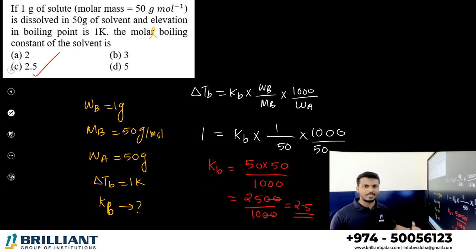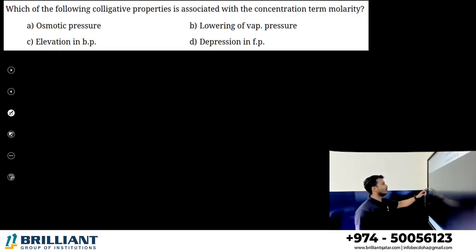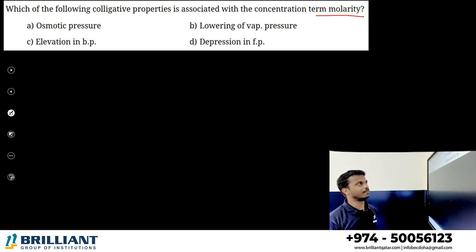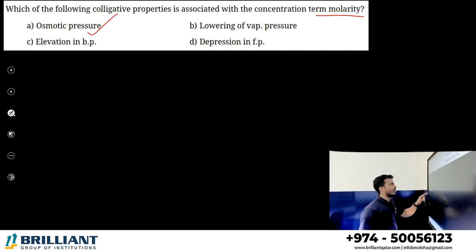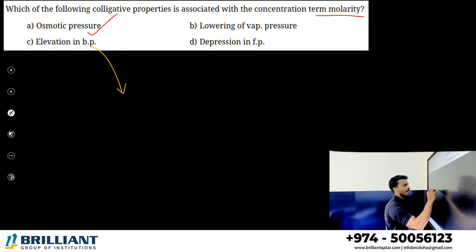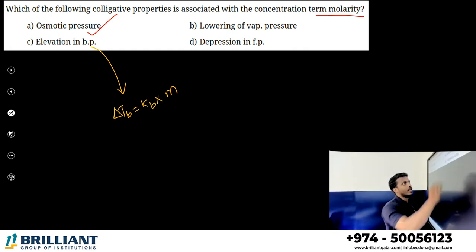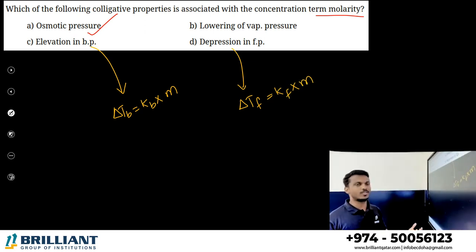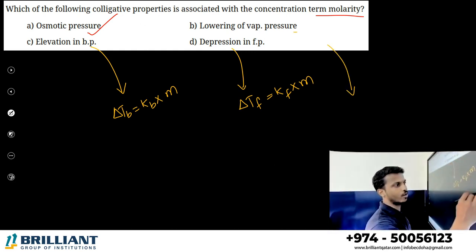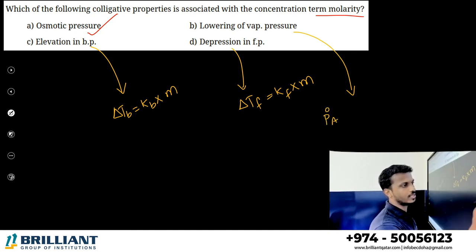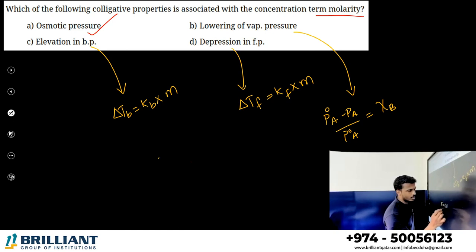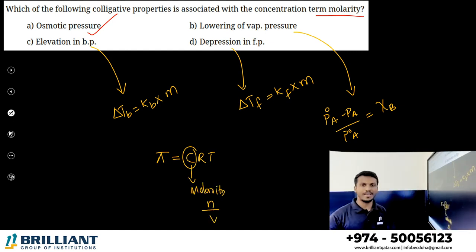Simple questions like this you can expect since it is an MCQ examination. Okay, next one. Which of the following colligative properties is associated with the concentration term molarity? Molarity we used yesterday in osmotic pressure. In elevation in boiling point, delta TB is equal to KB into molality. Depression in freezing point, delta Tf is equal to Kf into molality. In the lowering of vapor pressure, we use mole fraction: relative lowering of vapor pressure, P naught A minus P A by P naught A, is equal to the mole fraction of solute. Only molarity comes under osmotic pressure. Pi is equal to CRT, where the concentration is molarity, number of moles by volume. Option A is the correct answer.